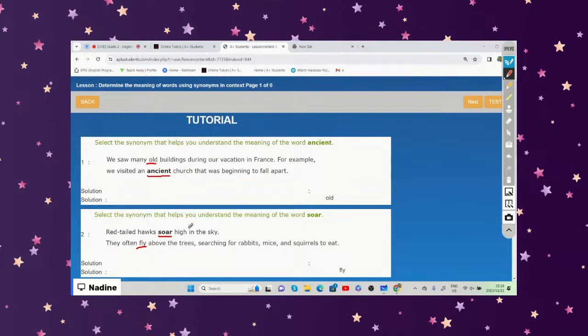And that is correct. Fly is correct because soar is like flying high in the sky. So another word for soar, the synonym of soar, is to fly. The synonym of ancient is old, or the synonym of old is ancient.